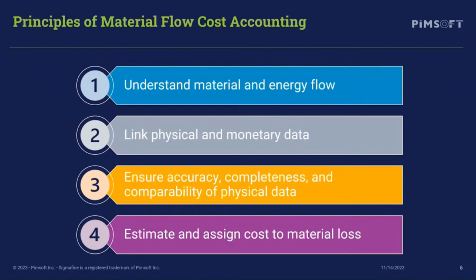And finally, real costs should be assigned to all material losses and products. When exact information is not available, the cost allocation should be as accurate and practical as possible. In MFCA, the information on costs attributed to material losses represents one of the main incentives for process improvement.